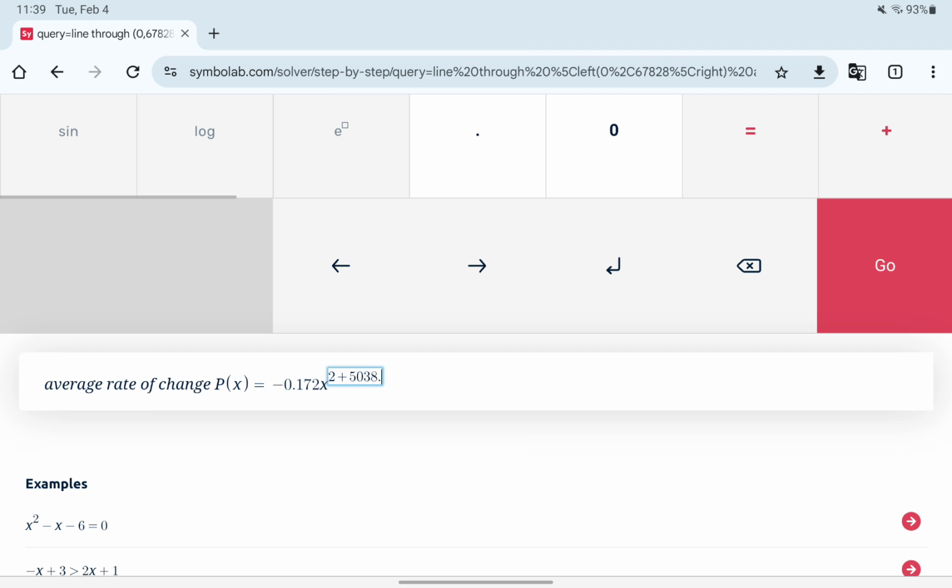plus 5,038.396x. So we've entered that entire function, including that p of x equals notation. Then we're going to put a comma, and inside a set of parentheses, we're going to input the lower and upper bound for these production level changes. So 12,343, comma 12,958.